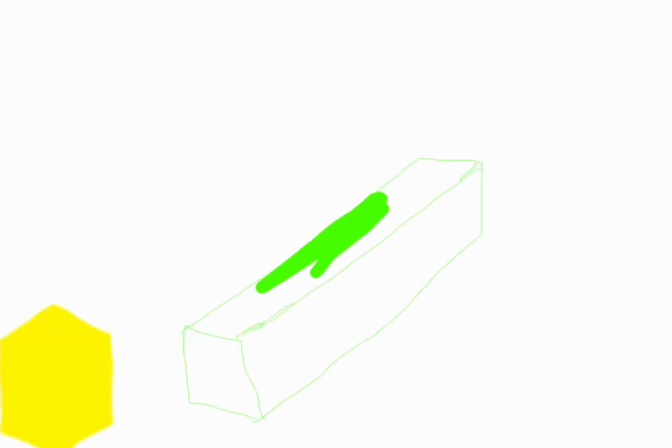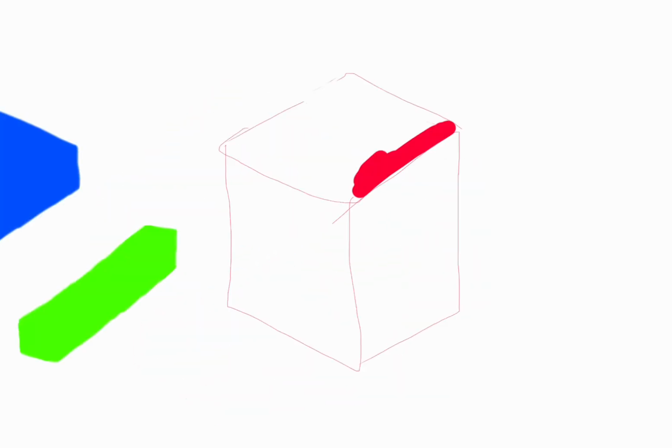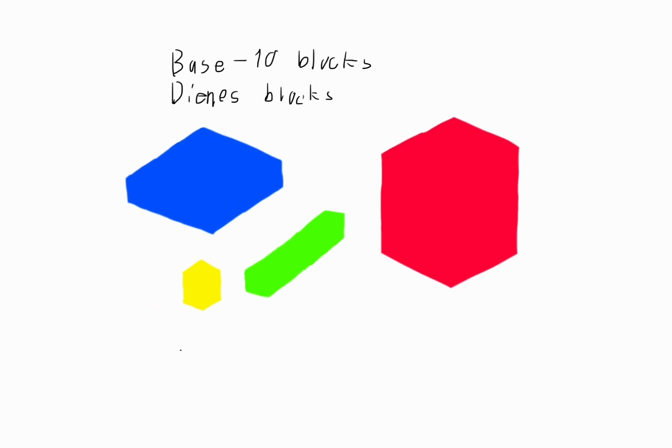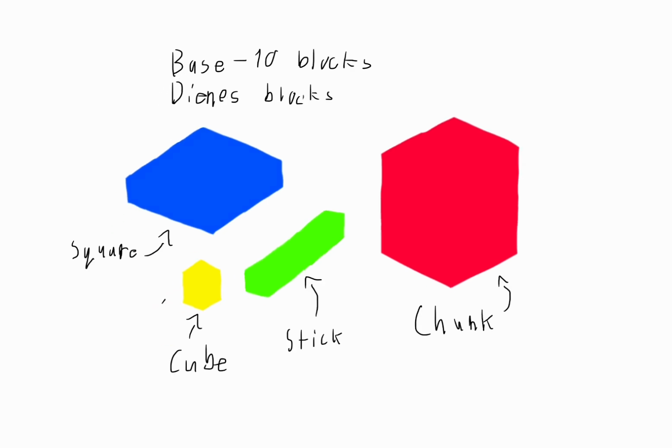Do you remember these blocks from kindergarten? They're called base 10 blocks, or Dienes blocks, after some Hungarian teacher from the 1900s. It's a system of 4 types of blocks, which I'll call the cube, the stick, the square, and the chunk. You add them together to make different numbers.